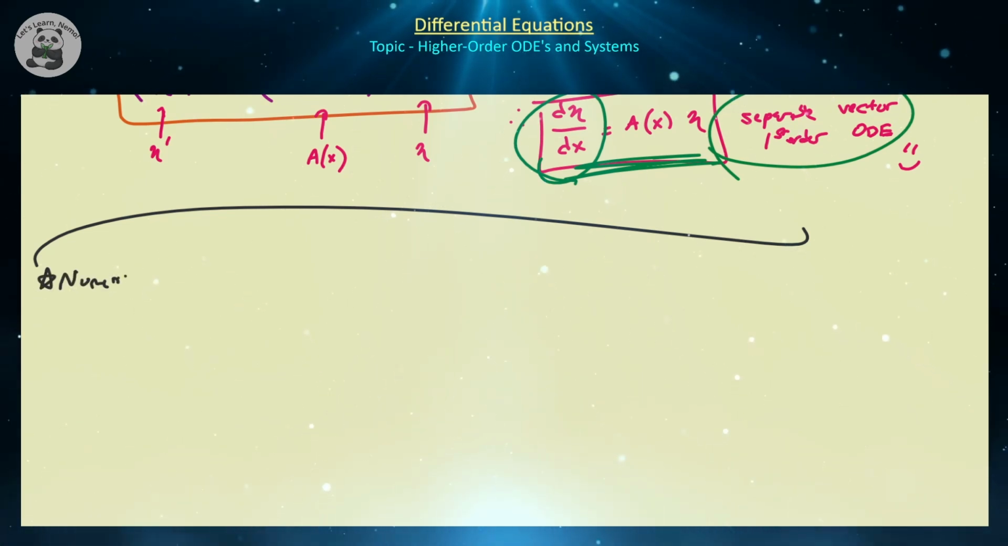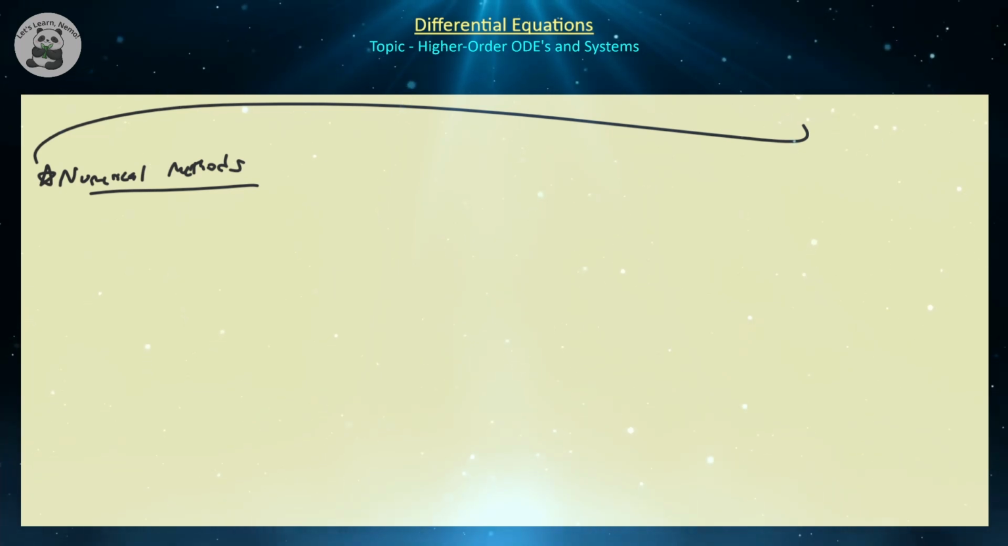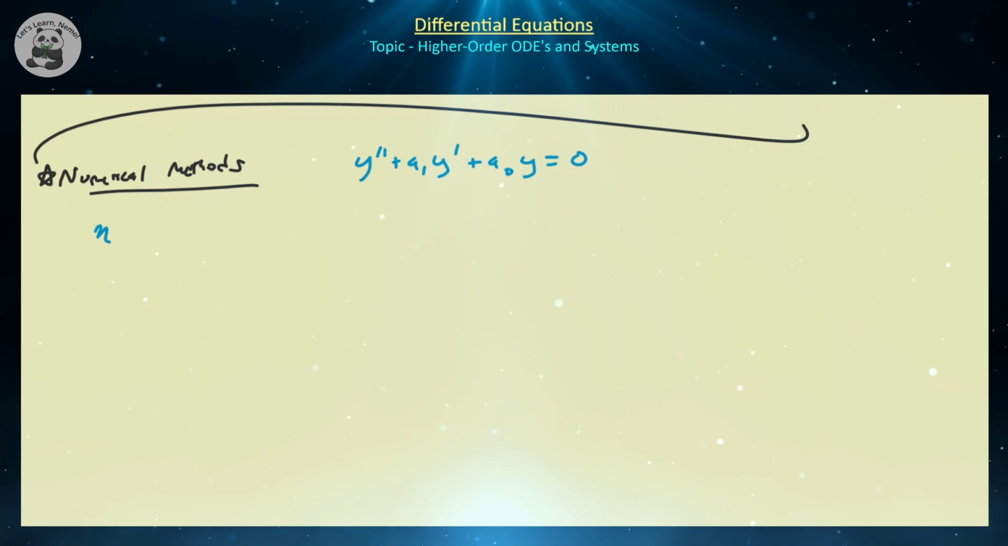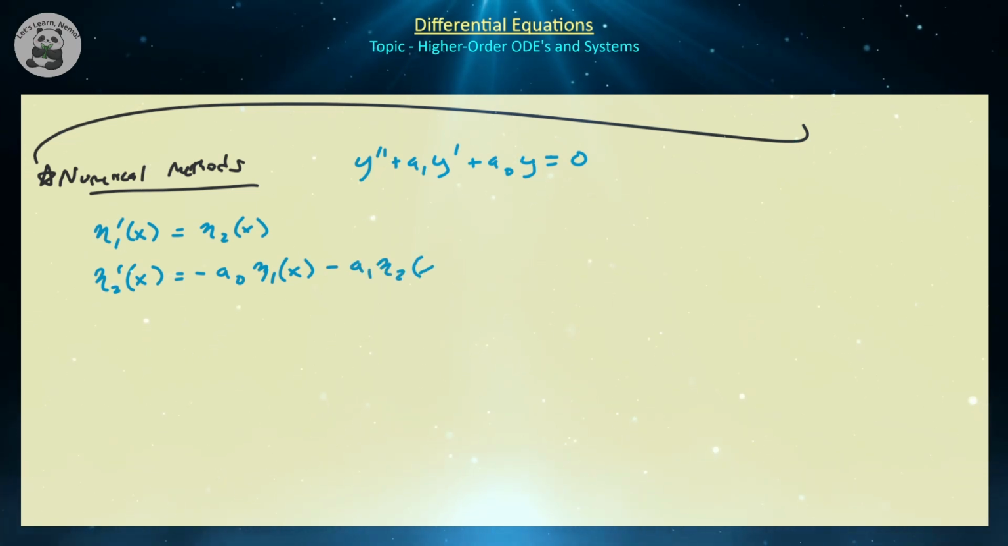So if we look at numerical methods for first order differential equations, we have quite a few. For example, we have Euler, Taylor series methods, RK2, RK4, RK3, and any variations thereof, right? So if we look at this particular differential equation, in particular y double prime plus a1 y prime plus a0 y is equal to 0, we already have discussed that we can write this as eta 1 prime of x is equal to eta 2 of x, and eta 2 prime of x is equal to minus a0 eta 1 of x, and then minus a1 eta 2 of x.